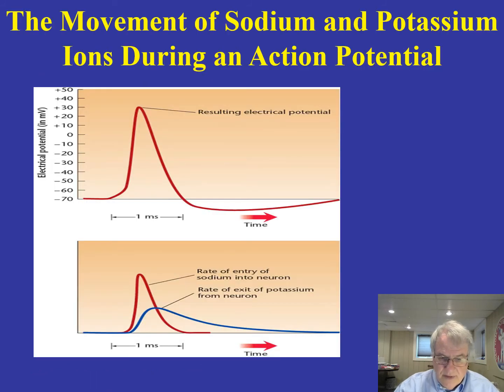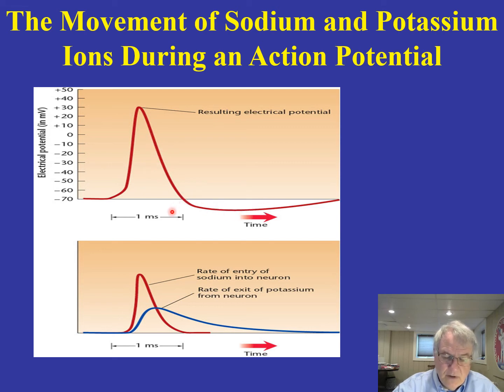So here's another important figure. This is showing the sodium and potassium ions during an action potential. Again, take a look at the top portion of this. This is showing what's happening in terms of the electrical potential. Here's the resting state. Now it's becoming less negative and more positive. The neuron now fires, and now it's going to become less positive and more negative. All of this is happening very, very rapidly.